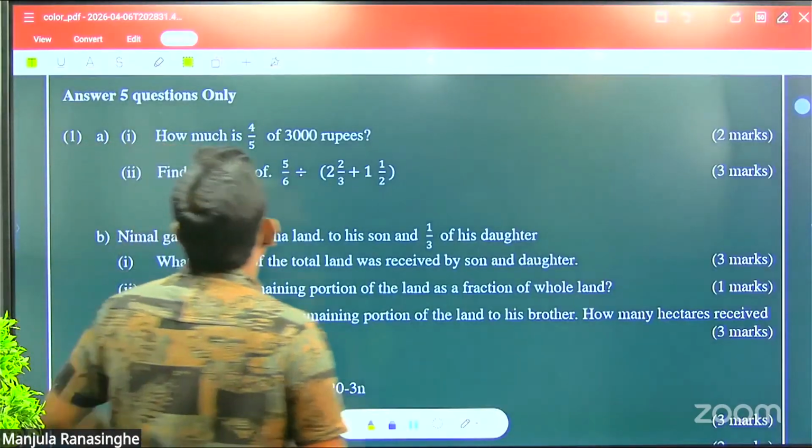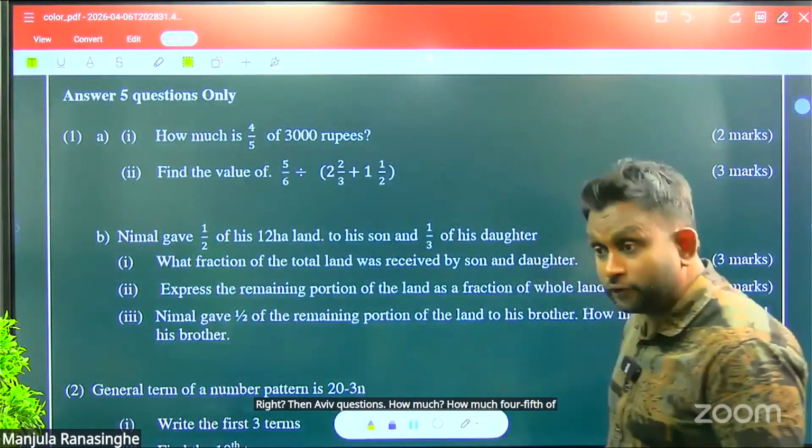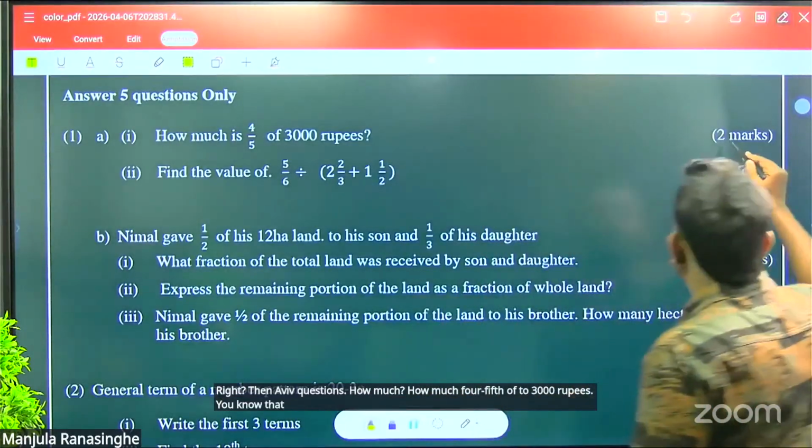How much is 4/5 of 3,000 rupees? You know that 'of' means multiplication. Here marks given.